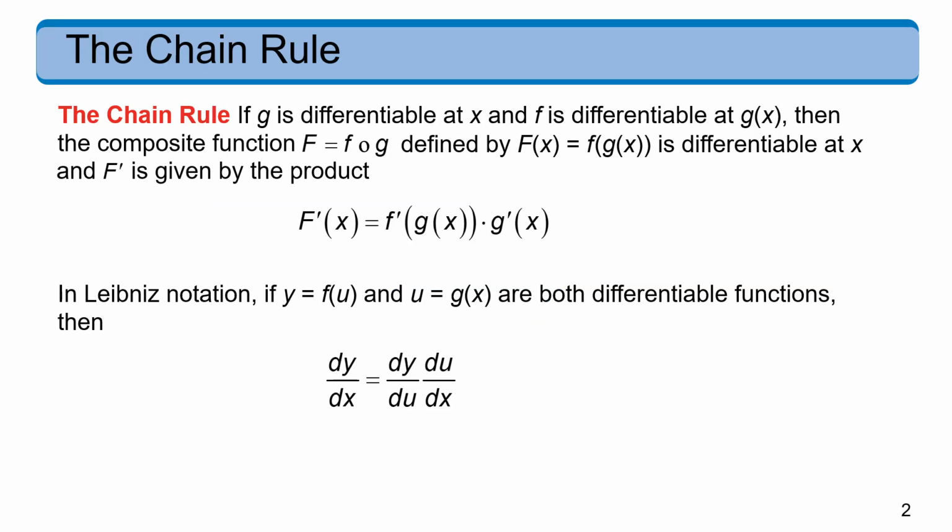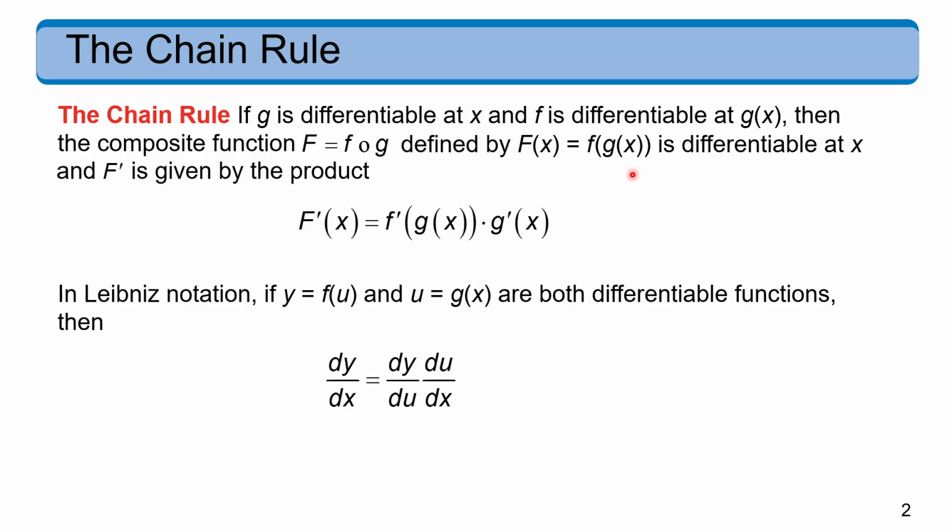This is a copy of the chain rule that we saw last time. I just wanted to review the rule before we started doing examples. So we're dealing here with a composite function. Our function capital F is f composed with g, little f composed with little g, which of course is defined to be f evaluated at g of x.